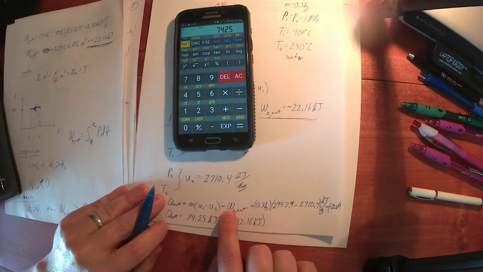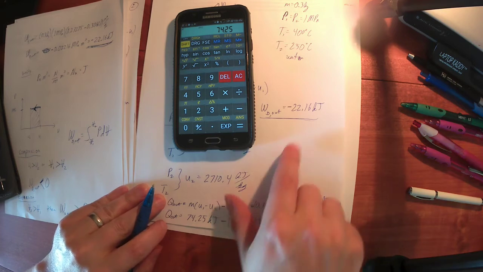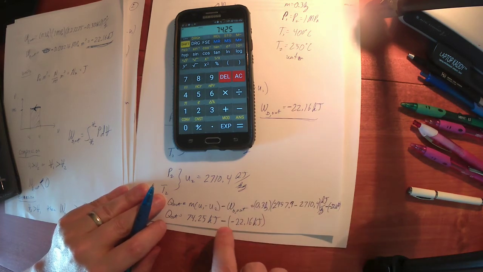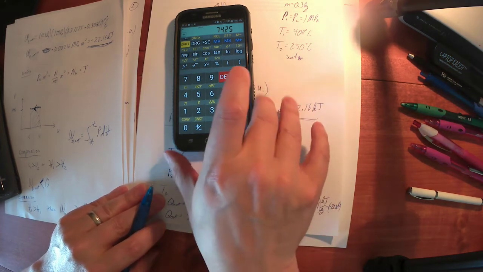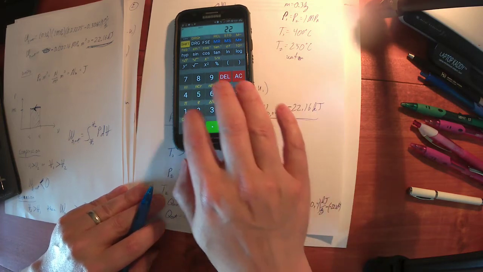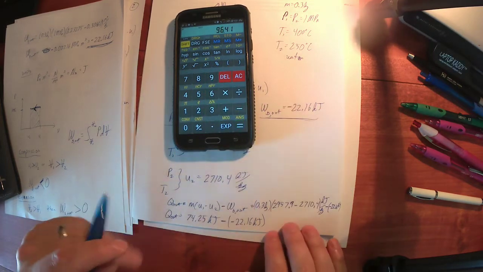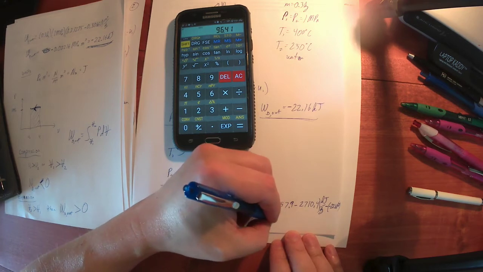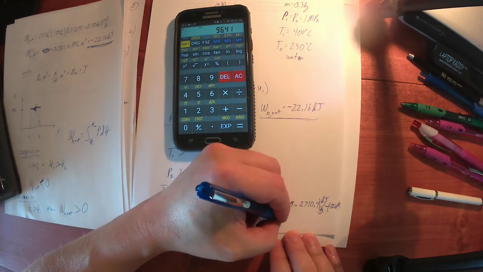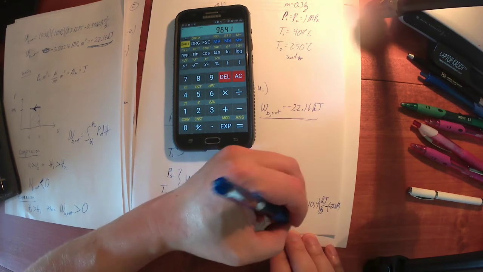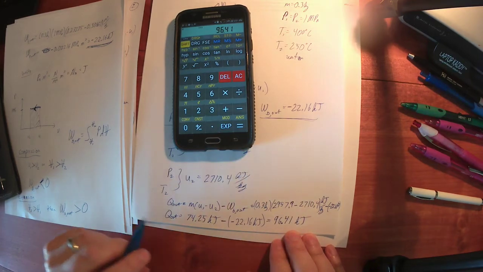I left it as minus the boundary work out. It's coming in at minus 22.16, so it's minus a negative. So it's actually going to be plus 22.16 kilojoules. And please forgive me if that is wrong, because I've got 500 things going on trying to make this video and trying to get them all right.